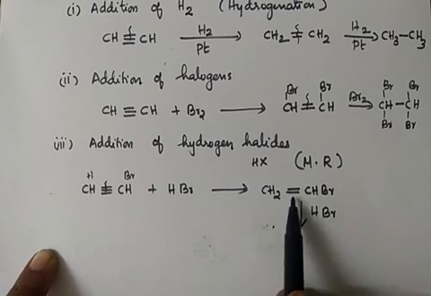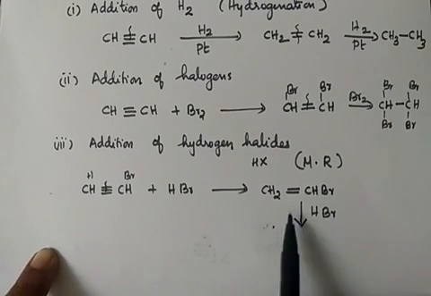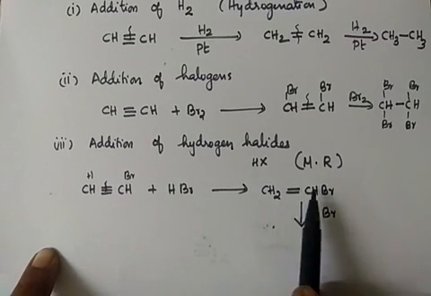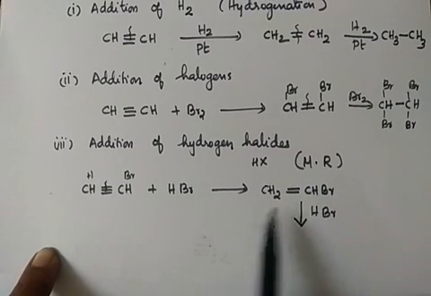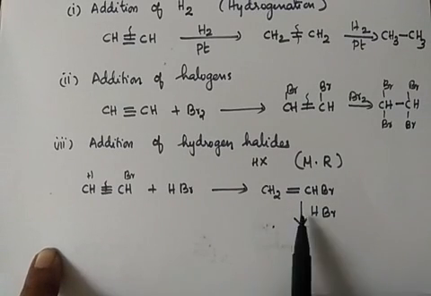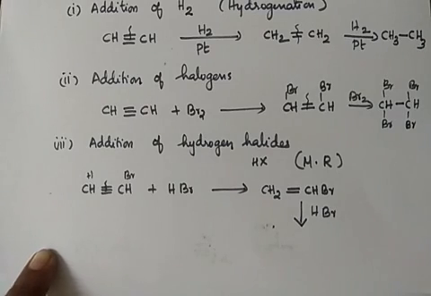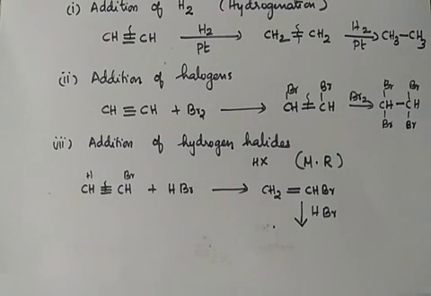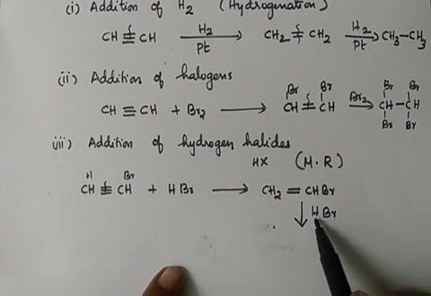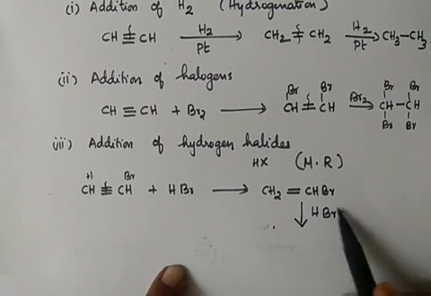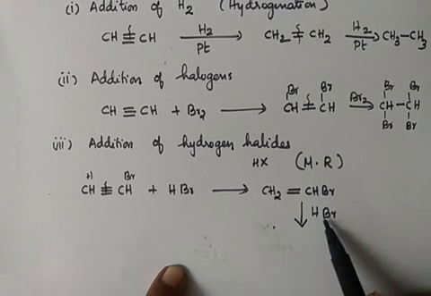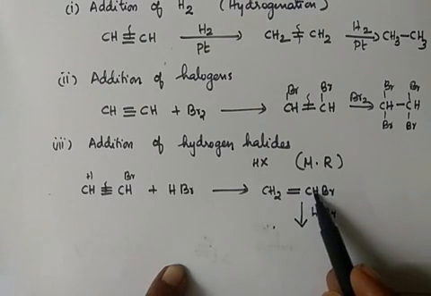Now it is not symmetrical. Symmetrical means the number of hydrogen atoms on both sides of the double bond are equal, and here they are not. So you have to use Markovnikov's rule. According to Markovnikov's rule, the negative part of the reagent goes to the carbon containing the lesser number of hydrogens. So which is the negative part in HBr? Br. Br is the negative part. It goes to the carbon containing the lesser number of hydrogens.